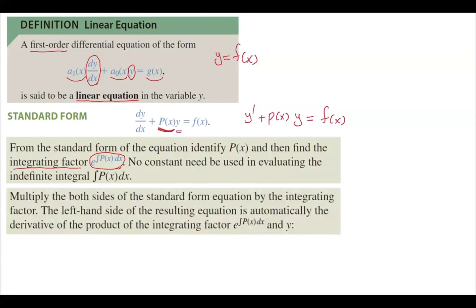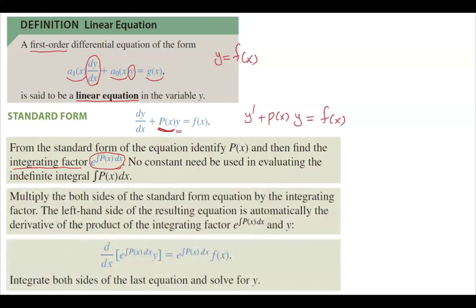After evaluating that, you're going to use the reverse of product rule. You have the rate of change of the integrating factor times y. On the right-hand side, you end up with integrating factor times f of x. Then you take the integral of both sides and solve it. Sometimes you can write the answer implicitly. Some other times you can write the answer explicitly. That depends on the differential equation that you have.